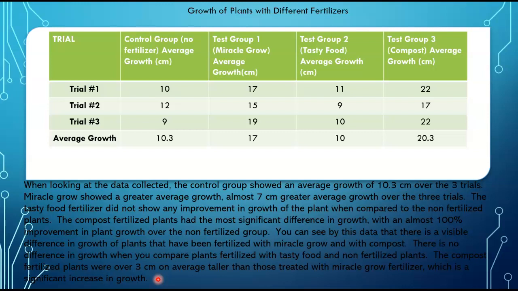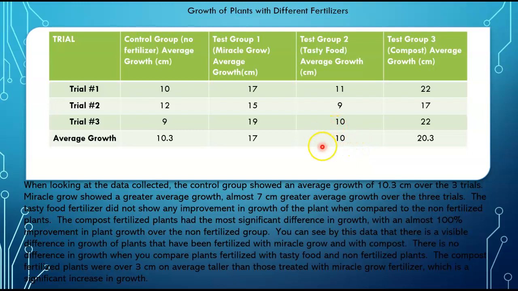If I read this, it says, when looking at the data collected, the control group showed an average growth of 10.3 centimeters over the 3 trials. So I'm telling you that I took an average and this is how much the average was. In the next sentence, I say Miracle-Gro showed a greater average growth, almost 7 centimeters greater average growth over the 3 trials. Then I go on to describe Tasty Food.